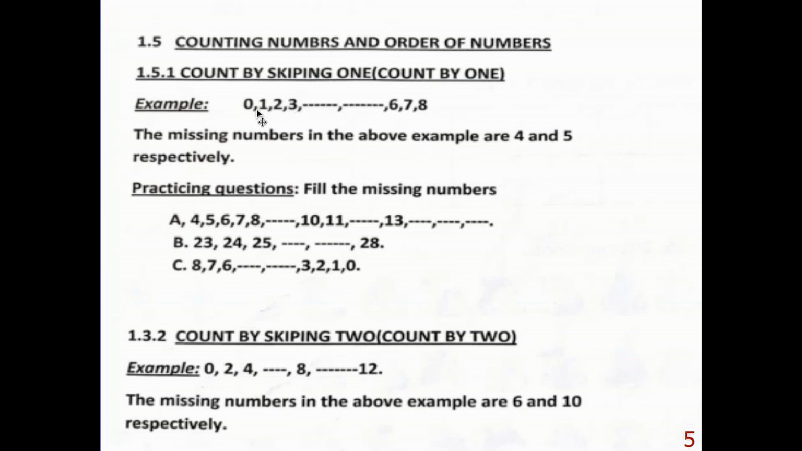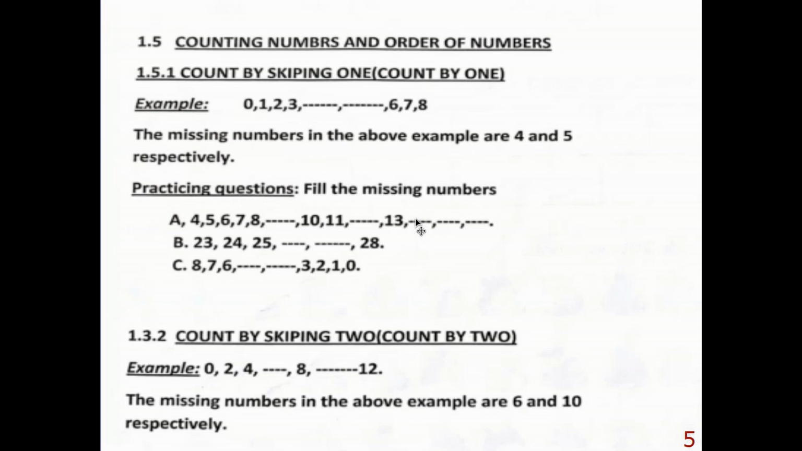For that, let's see the gap, the interval between two consecutive numbers. From 0 to 1, from 1 up to 2, from 2 to 3. When you see their gap, their interval or their difference, there is a one number difference in each number. So you can guess the next one based on that. 3, 4, 5. The missing numbers in the above example are 4 and 5, because this is skip counting by 1. So the next numbers are 4 and 5.